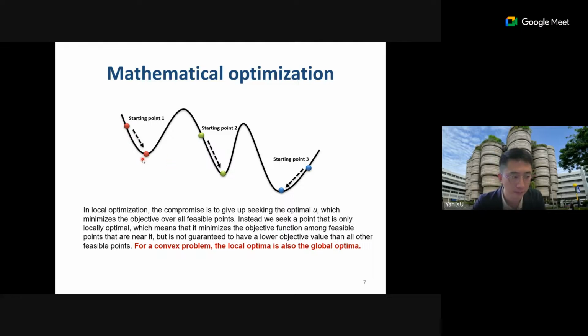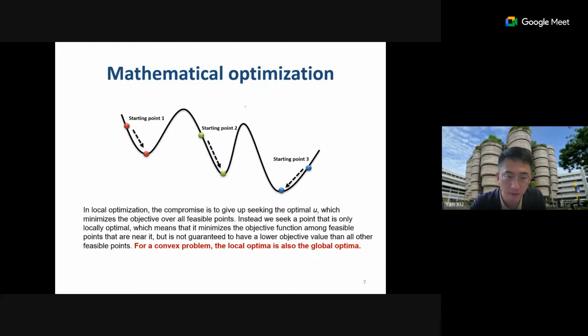Then I suppose some participants may wonder, however, in practice, certainly most of the problems are extremely complex. They should not be convex, right? For this case, how can we do? Well, for this non-convex problem, we can try to convexify the problem. We can convert a non-convex problem to a convex form.